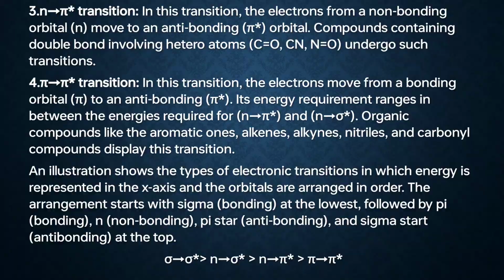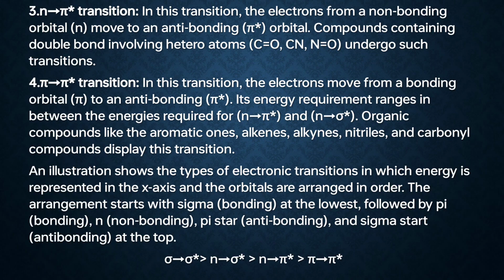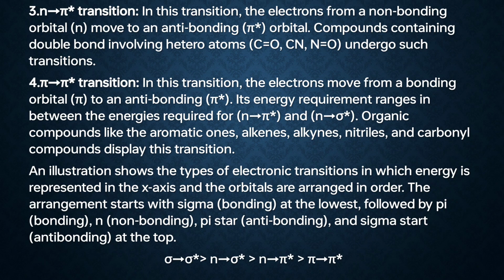And here is the illustration of the different kinds of transition. In the illustration, energy is represented on the x-axis and the orbitals are arranged in order as we can see here. The arrangement starts with sigma to sigma star at the lowest, then n to sigma star, then n to pi star, then the last one is pi to pi star.